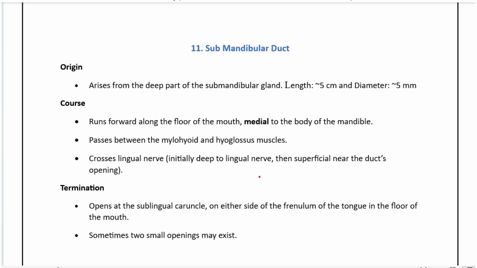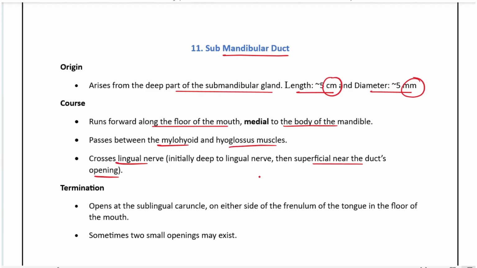Now coming to the 2 markers, we have the submandibular duct. Okay, it arises from the deep part of the submandibular gland. It's about 5 centimeters in length and 5 mm in diameter. It runs forward along the floor of the mouth, medial to the body of the mandible. It passes between the mylohyoid and the hyoglossus muscle. It crosses the lingual nerve, okay, superficial near the duct's opening. Termination at the sublingual caruncle on either side of the frenum of the tongue, the floor of the mouth. Sometimes 2 openings may be present.